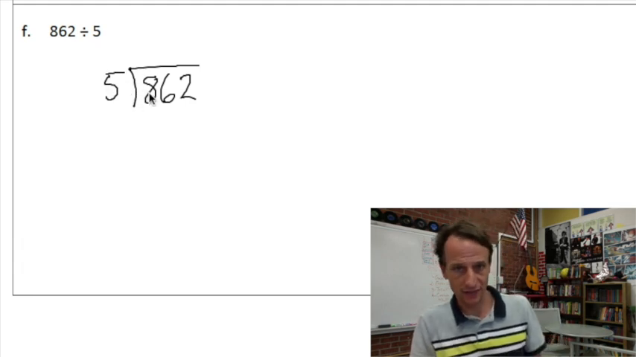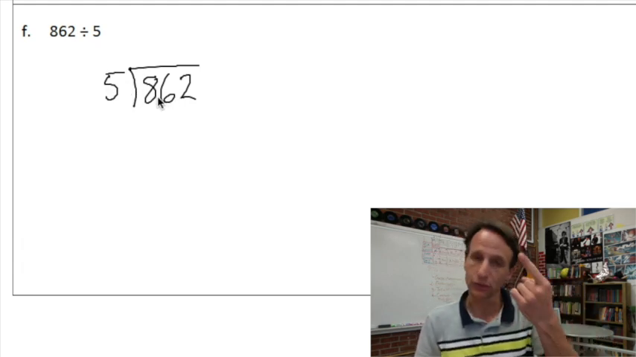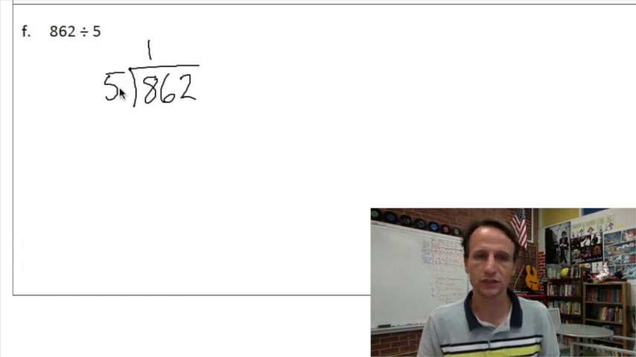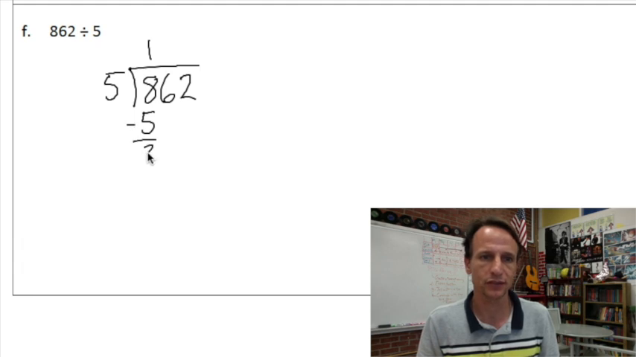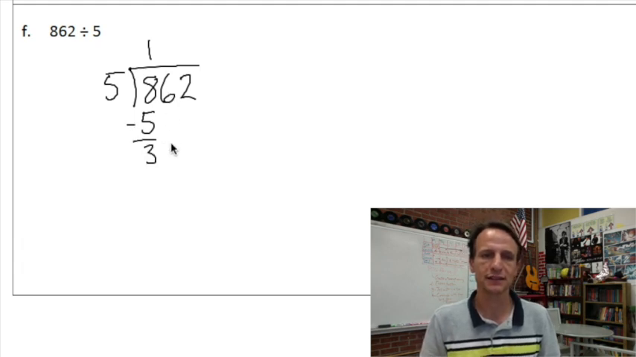Well, so how many 5s in 8? 5. Oh, there's 1. Okay. Because 1 times 5 is 5. Great. We subtract and are left with 3. We can now divide the tens.